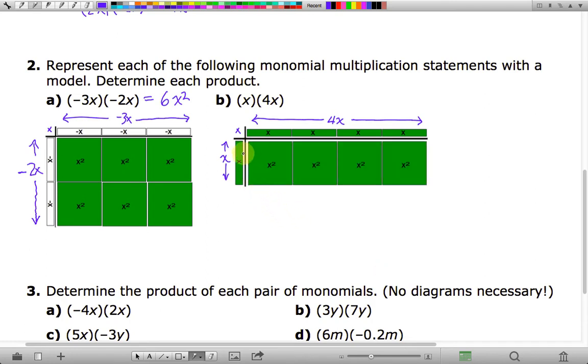And as you can see, every x times x is x squared, so we have a total area here of 4x squared. So the product in this case is equal to 4x squared. Of course, moving beyond just using tiles to figure this out, you can recognize that the coefficient here is 1, so we're doing 1 times 4, which gives us 4, and x times x gives us x squared.